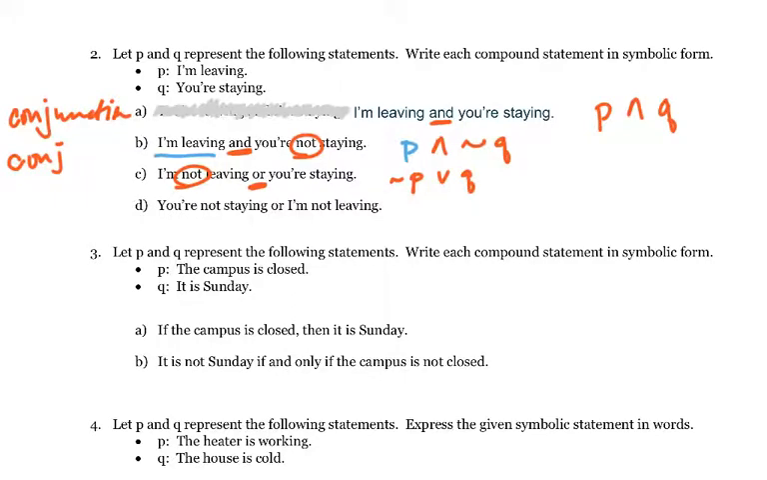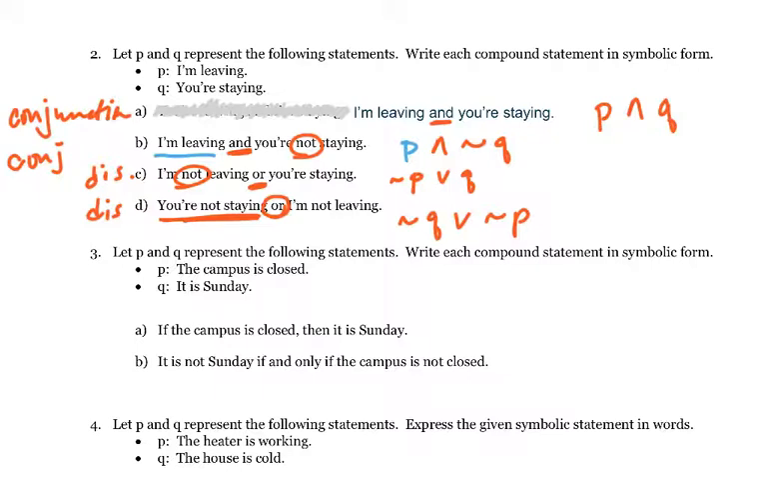And then lastly, we have you're not staying or I'm not leaving. So we have not Q as our first starting point because you're staying is negated. Or, which is a disjunction, I'm not leaving, that's a negation, so that'd be not P. C and D were disjunctions. Let's do the same thing for 3.